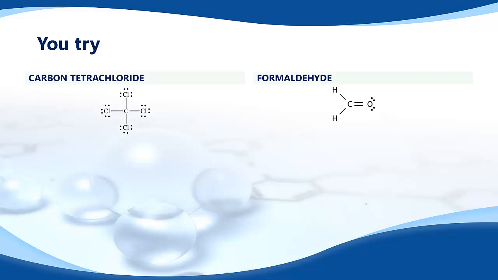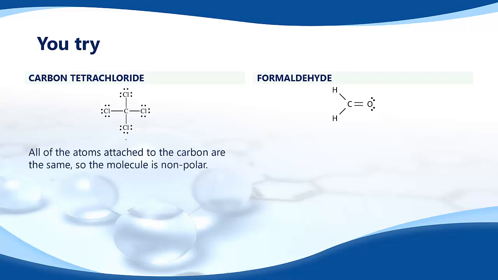Okay, so we're going to start off with CCl4. Again, if we follow our rules, is everything in this molecule the same? No. Now we go to our second rule. Second rule, does this carbon have lone pairs? No. Are there different types of atoms attached to the center atom? No. Everything attached to this center atom is a chlorine. Because everything attached is the same, the molecule is nonpolar.